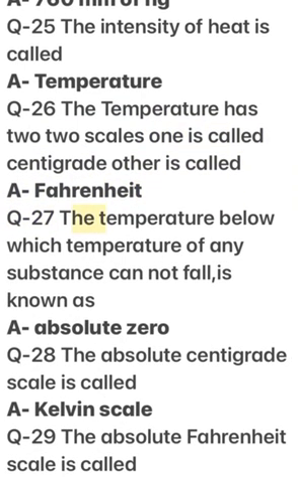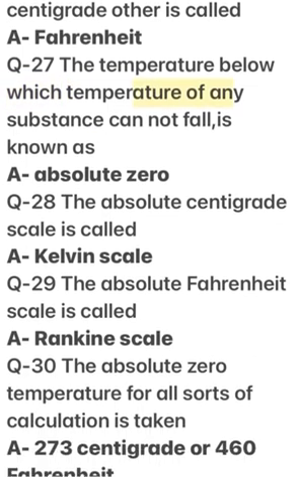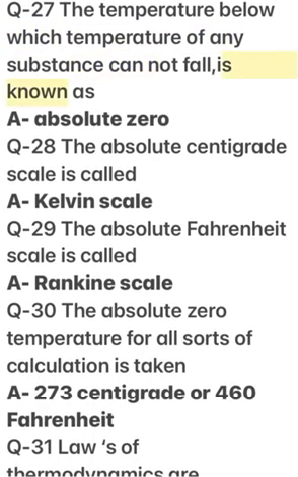Q27. The temperature below which the temperature of any substance cannot fall is known as absolute zero. Q28. The absolute centigrade scale is called Kelvin scale. Q29. The absolute Fahrenheit scale is called Rankine scale. Q30. The absolute zero temperature for all sorts of calculation is taken as minus 273 centigrade or minus 460 Fahrenheit.